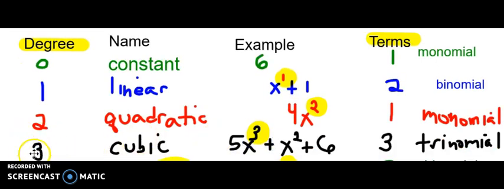So I'm going to look at my degree. My degree is my highest exponent. So my degree for this one is 3, so that's cubic. So I have 3 terms here, so this one's a cubic trinomial because I have a degree name and a number of terms name.